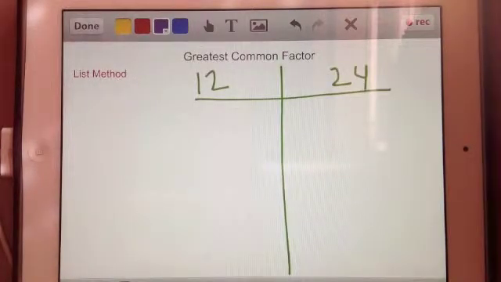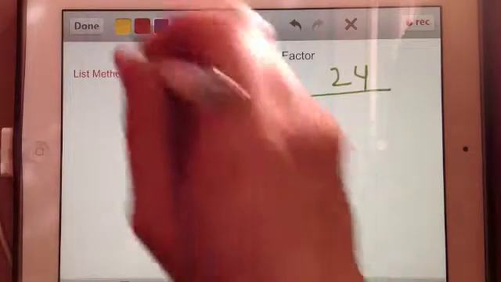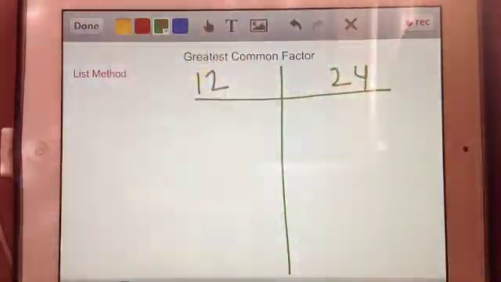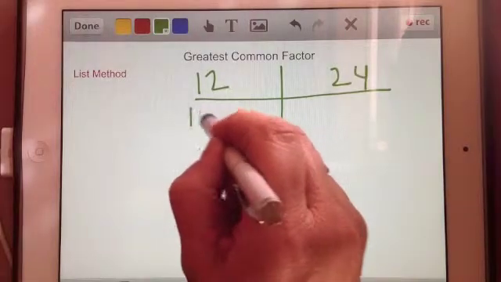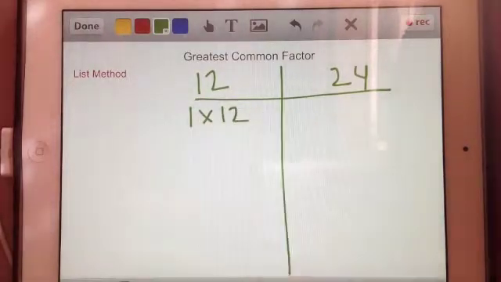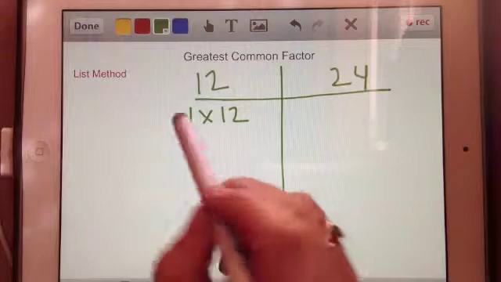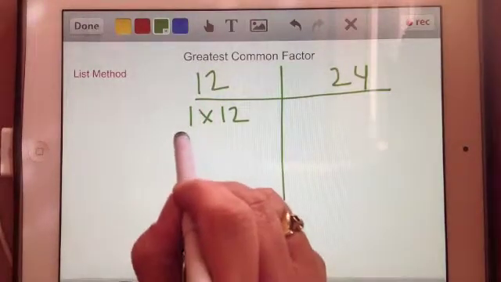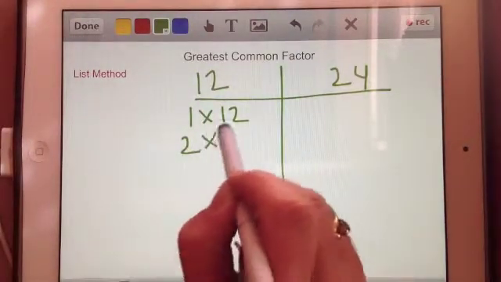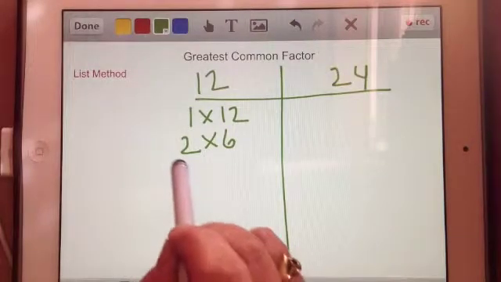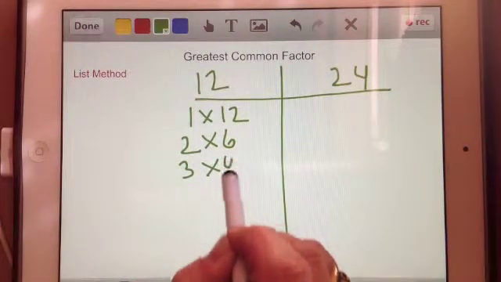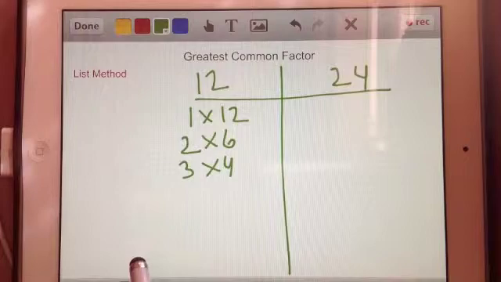Alright, so let's use the list method with these same two numbers. Yes, we know what the answer will be. It will be 12, but let's just show how the list method will get us to 12. So if I start off with, let's do green, 12, two numbers I can multiply to equal 12 are 1 and 12. I'm going to go then to 2. 2 times what equals 12? 2 times 6. Now I'm going to go to 3. 3 times 4 equals 12. Now I'm going to go to 4.